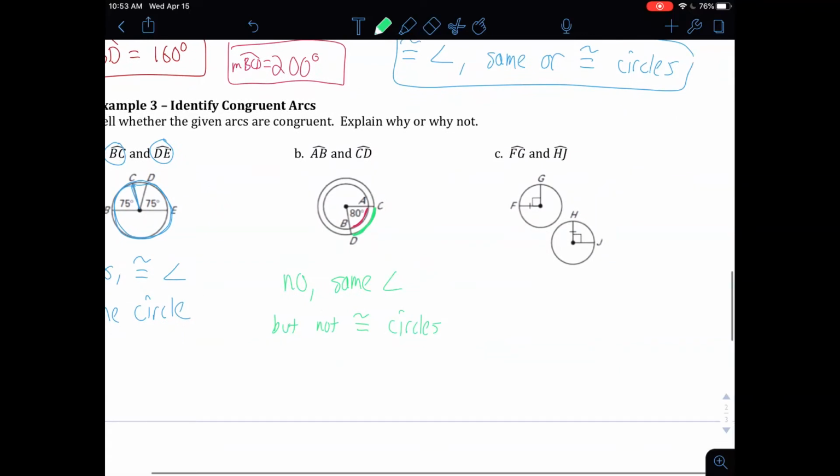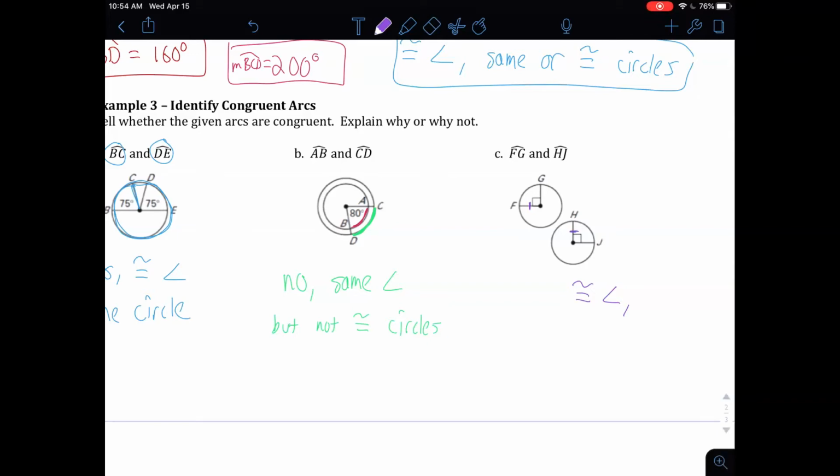Okay, and then C is the last one. It says FG and HJ. Well, are these central angles the same? What does the symbol mean right here and right here? Yep, they're both 90, so they are congruent angles. Are these circles the same, though? Can you tell? They look like it, but there is something here that tells us that these are congruent circles. Do you see this tick mark here?